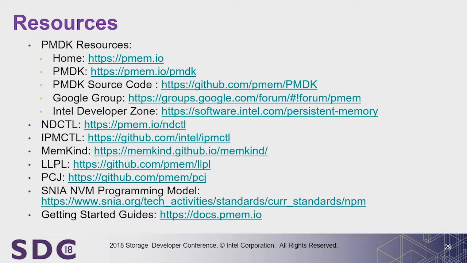So NDCTL lives on PMEM.io, so you can go and have a look there. IPMCTL lives in its own little repository on the Intel GitHub site. libmemkind has its own website. You can go and have a look there if you are interested in using the memkind library to do volatile accesses.